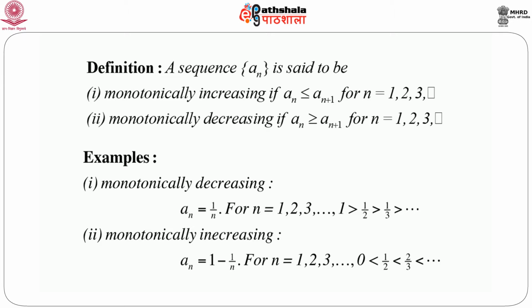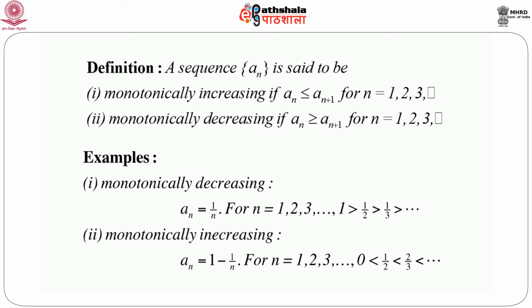For n equals 2, there is A2, the second number, which is 1 minus half, which is half. N equals 3 means A3 equals 1 minus 1 by 3, which equals 2 by 3, and so on. So clearly 0 is less than half, which is less than 2 by 3, and so on. So each number is greater than the previous number, so it is continuously increasing.